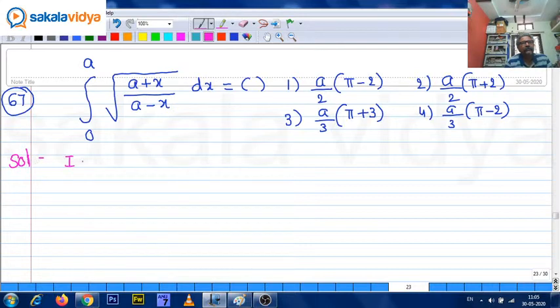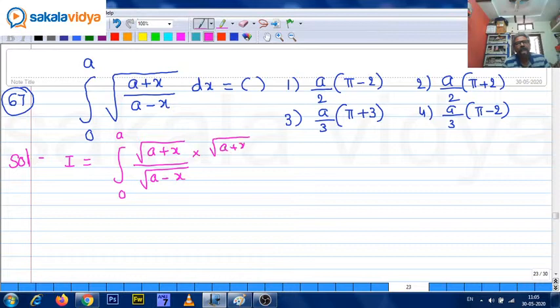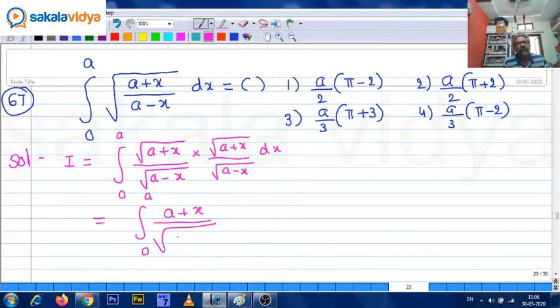I becomes integral 0 to a of root of (a plus x) upon root of (a minus x), multiplied with root of (a plus x) upon root of (a minus x) dx. So this equals integral 0 to a of (a plus x) upon root of (a minus x)(a plus x), which is a square minus x square, dx.